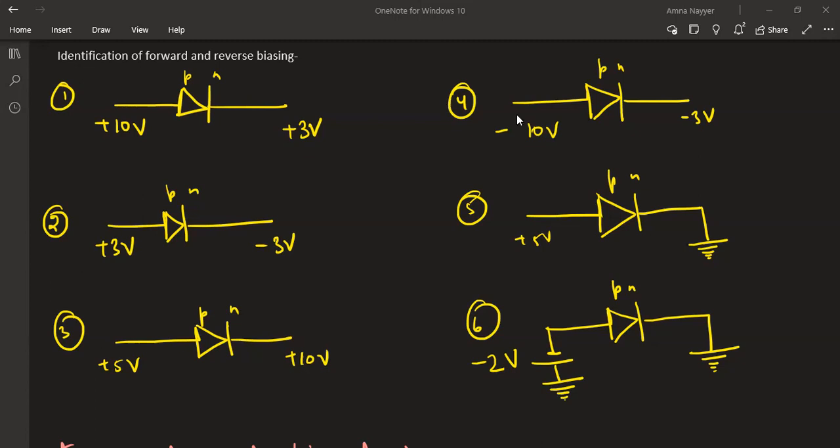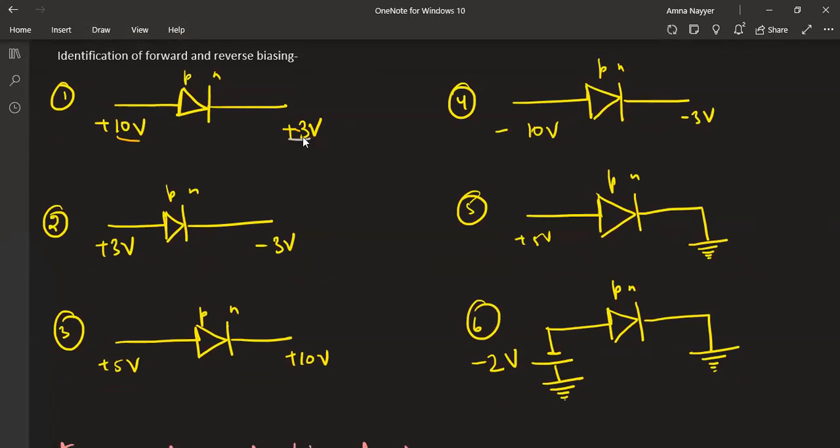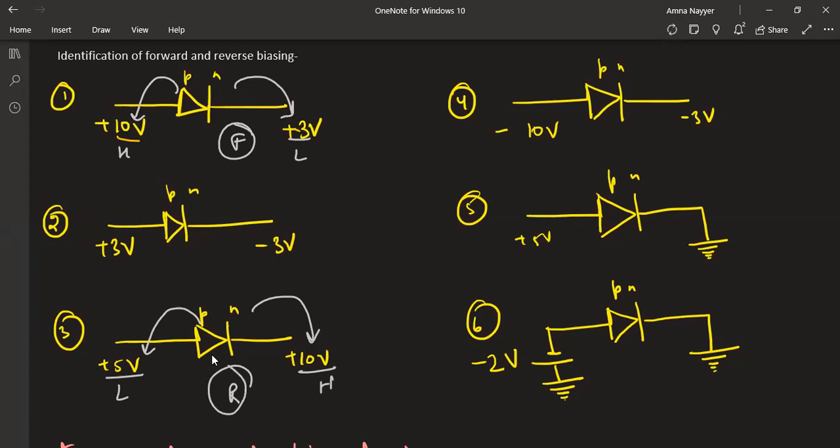So now see the first example. In the first example, P type is connected to 10 volts and N is connected to 3 volts. This is higher, this is lower. P connected to higher, N connected to lower. Everything fine, so forward biased. See the third one. This is 5, this is 10. P is connected to lower voltage, N connected to higher voltage. N is higher, whereas it should be P higher for forward. This becomes reverse bias.